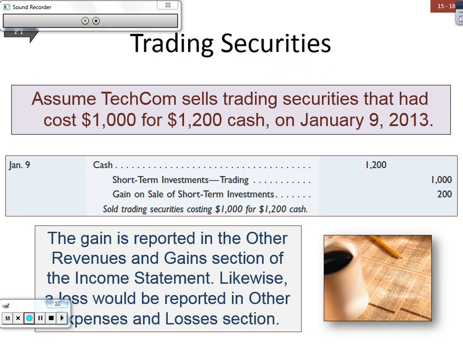Now, in this example, they're selling the securities for $1,200, right? It only cost them $1,000. So they have to recognize the gain on the sale: cash of $1,200 received, taking that $1,000 out of short-term investments and recognizing that $200 gain. A gain is reported in the other revenues and gains section on the income statement. If it had been a loss, it would be recorded under the expenses section of the income statement.